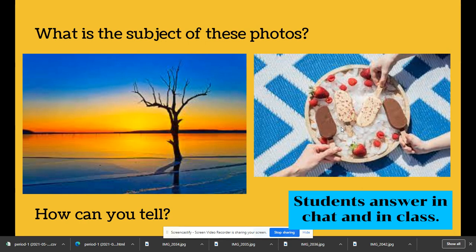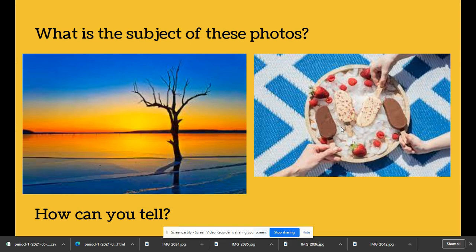Do you guys see any leading lines to the ice cream? Annika said it's the first thing we see. Does that do anything? Absolutely, yeah. It catches our eye because it's in the middle. It has some red strawberries around it that make it really pop.